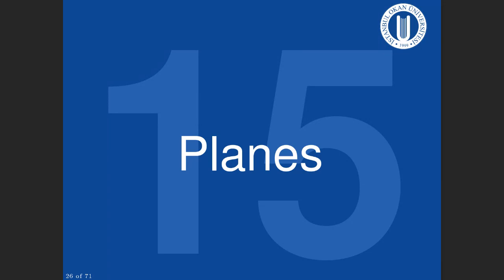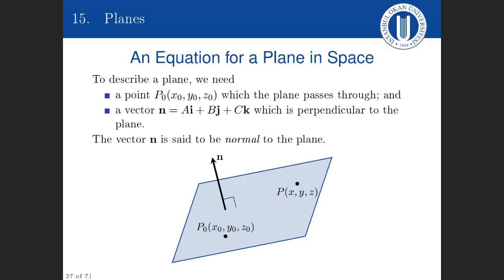Our second chapter for today is a chapter about planes. To describe a plane, we also need two things, but this time we need a point on the plane, a point P0, and we need a vector which is perpendicular to the plane. The perpendicular vector n is said to be normal to the plane.